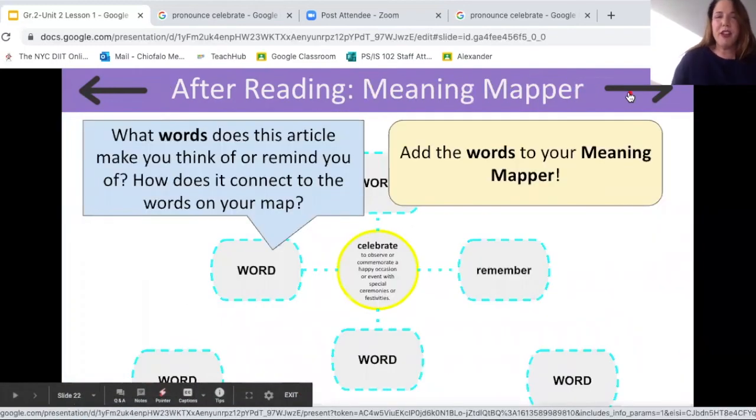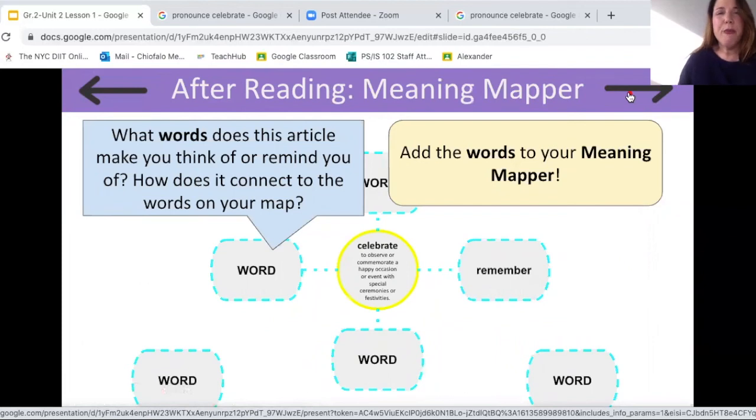Now that we've read the article and we've been focusing on our word celebrate, I want you now to think about what words in this article that we just read make you think of or remind you of the word celebrate. Perhaps it connects to another word that you wrote on your map, or perhaps it connects to the word celebrate. I want you to take a minute and add those words to your meaning mapper now.